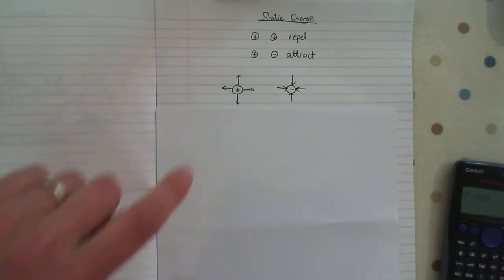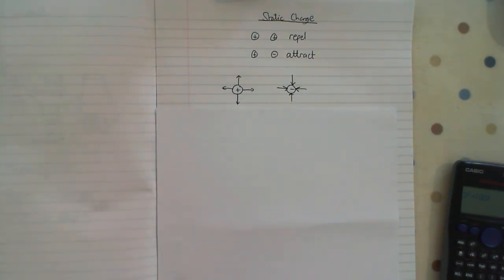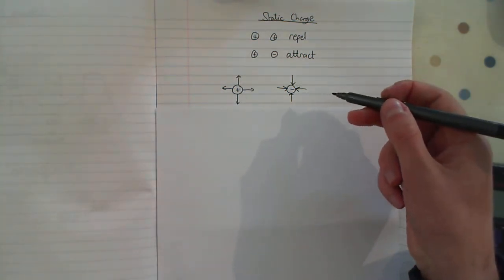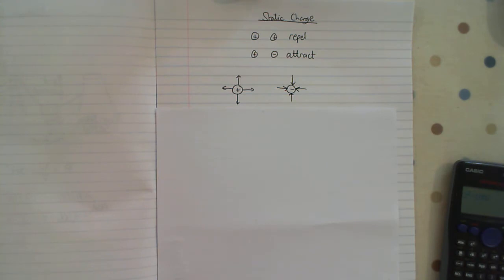A positive charge has the arrows going away from it, perpendicularly. A negative charge has the arrows going towards it, perpendicularly. And the closer you are to the charge, the stronger the electric field. We'll come to this in more detail in the next video.